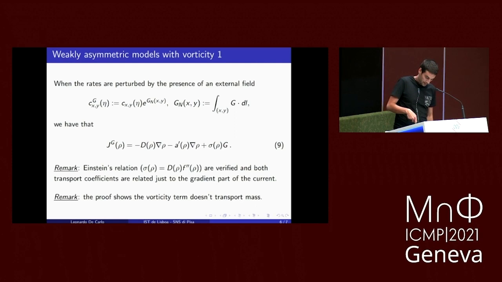In sigma rho, I will not have a contribution from the vorticity part of the dynamics. When you do the proof of 9, you see that the vorticity term in the dynamics doesn't transport mass. Okay, here I have an example in case you want to see how we can deconstruct a dynamic of this kind.